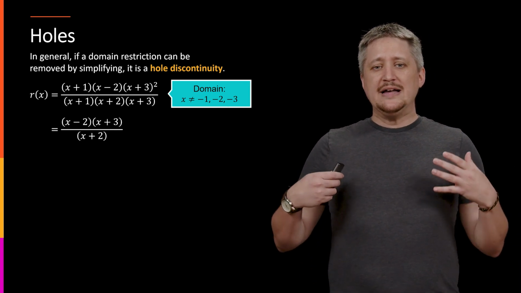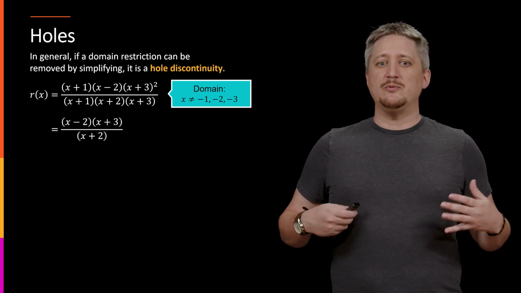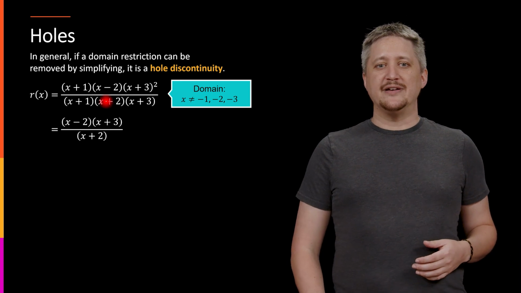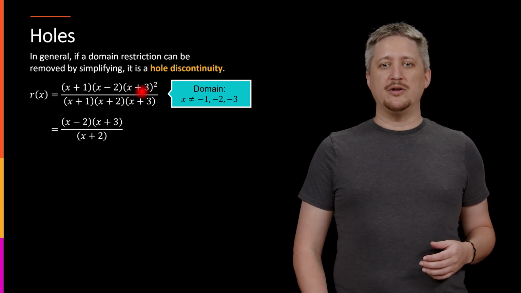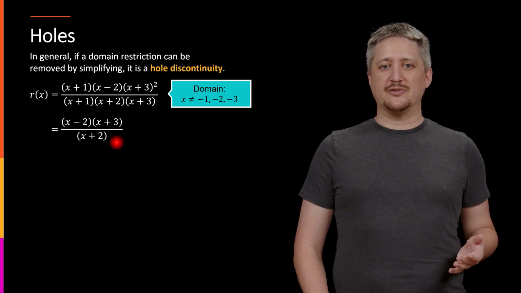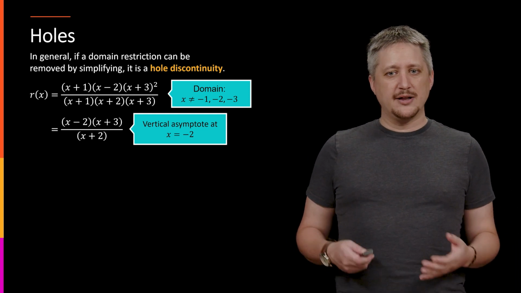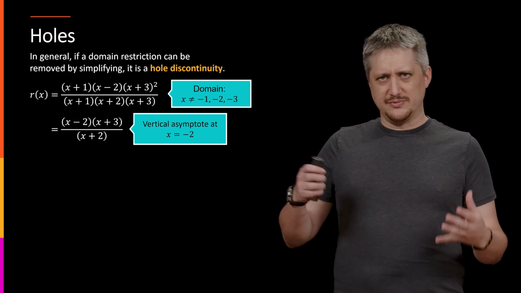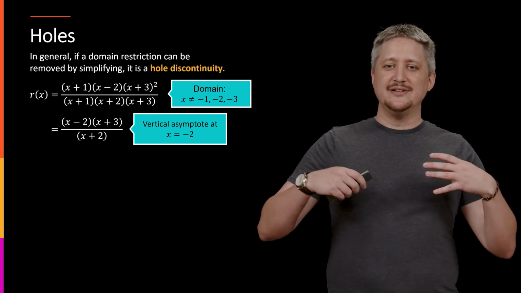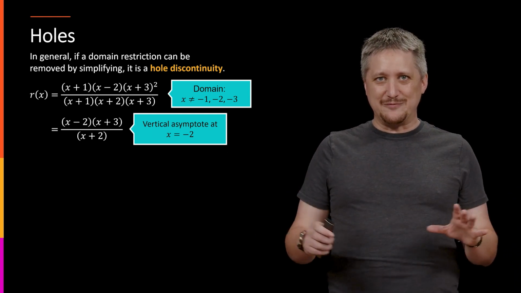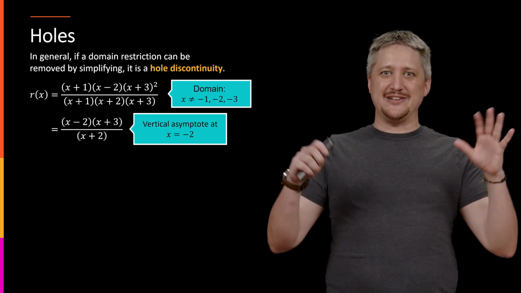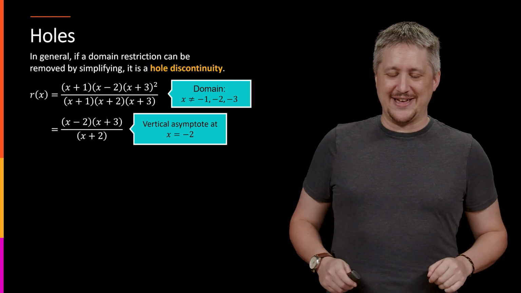Okay, so after we simplify it, we can cancel out the x plus 1 on the top and bottom and one of the x plus 3s on the top and bottom. We get down to this: x minus 2, x plus 3, and x plus 2 in the bottom. So the x plus 2 in the bottom is going to cause a vertical asymptote. There's a different video on that if you haven't seen it yet.